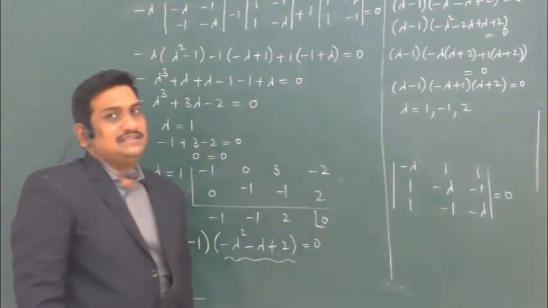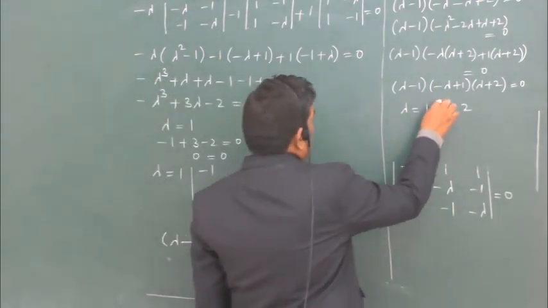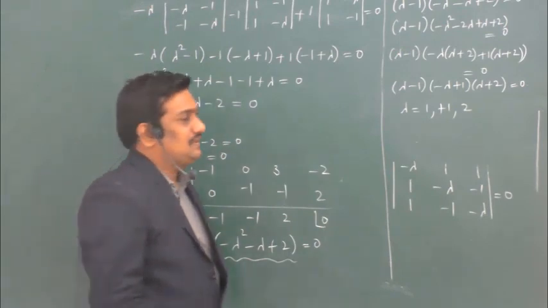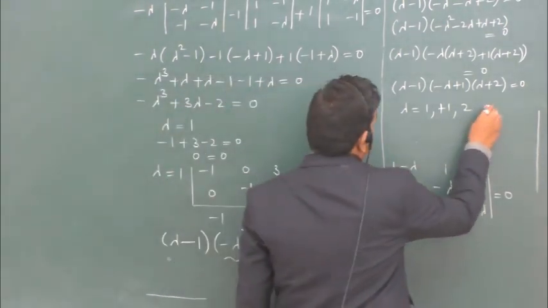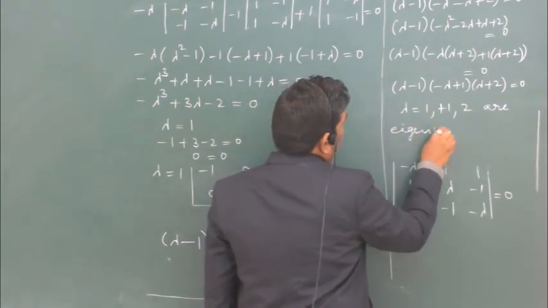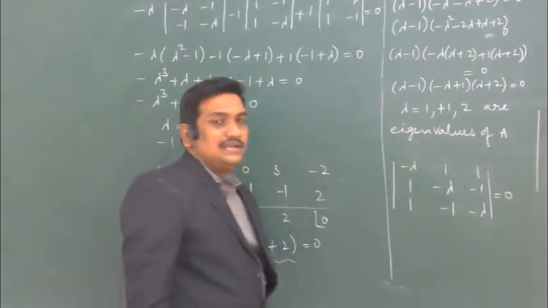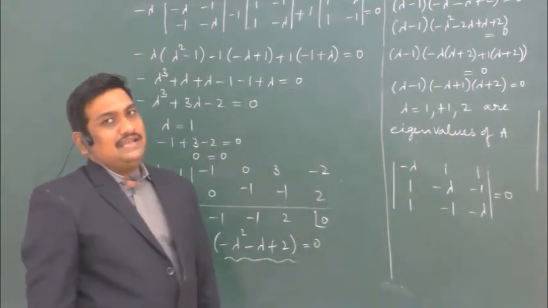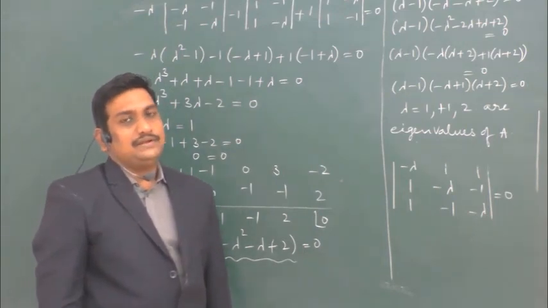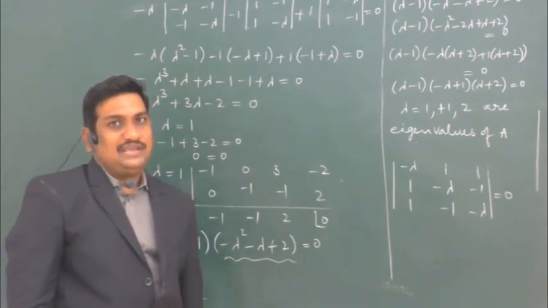So these are the roots. These roots are called the eigenvalues of the matrix of quadratic form A. Okay, now after finding eigenvalues, you need to find eigenvectors corresponding to these eigenvalues so that the eigenvectors are mutually orthogonal.